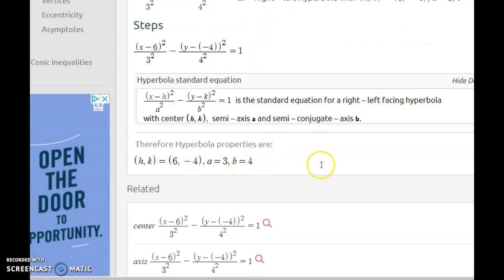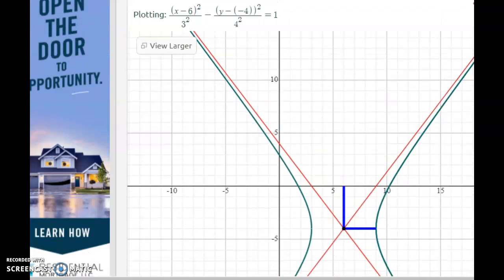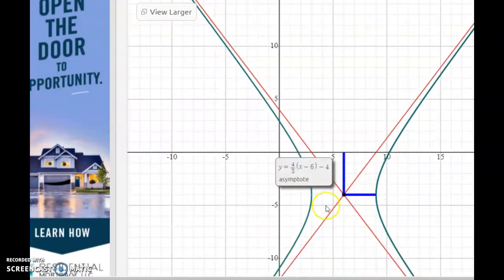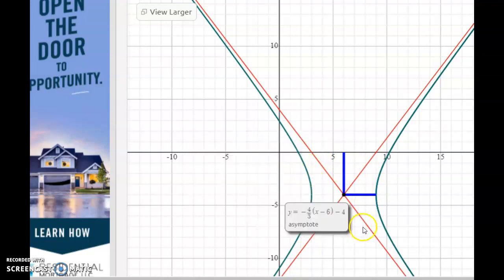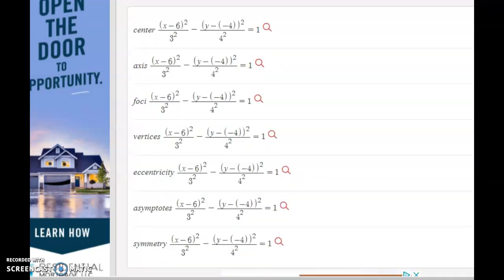It's going to tell me where the center is, 6 and -4. And when I scroll all the way down, then I can see that this one is the hyperbola. These are the asymptotes. Here they didn't draw the entire box, but they just show us that this is the way the box would look like. So a little of the sides.